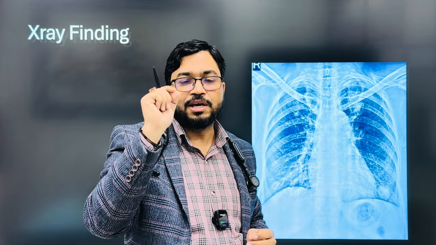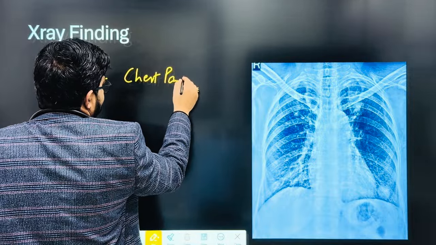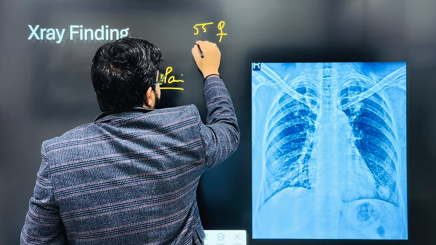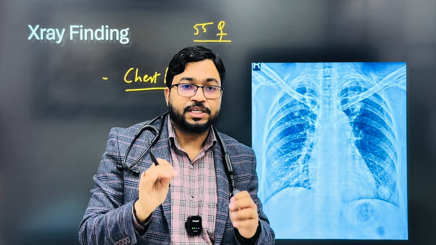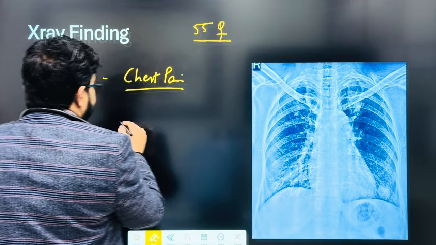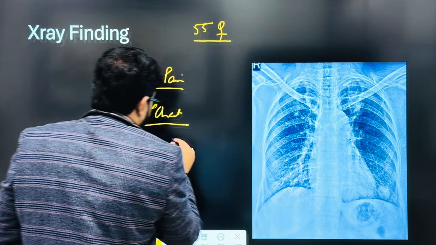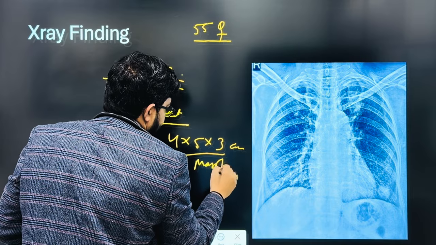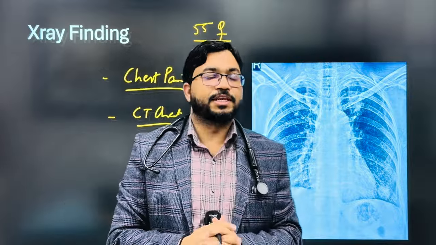I tell you the one important clue that hints you towards malignancy, and that is the classical symptom of chest pain. This patient was a 55-year-old female, presented with classical left-sided chest pain. There was no history of past tubercular infection. When we did CT chest, there was a 4 by 5 by 3 centimeter mass lesion, and hence the patient was referred for further workup of malignancy.